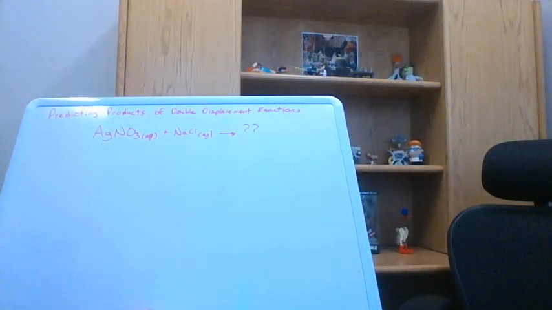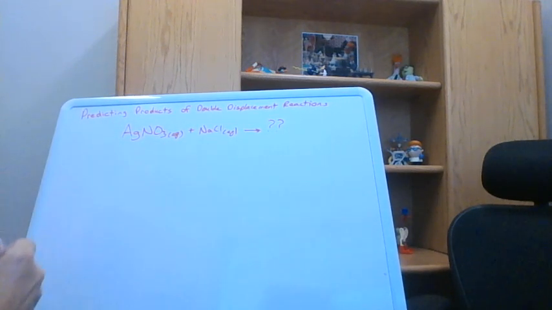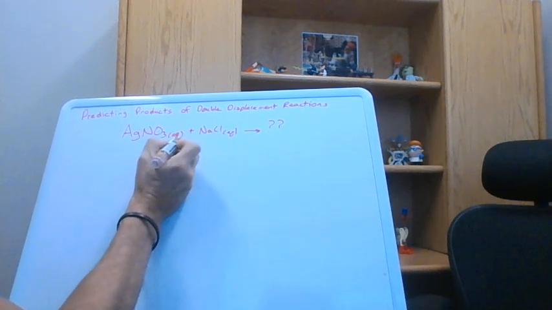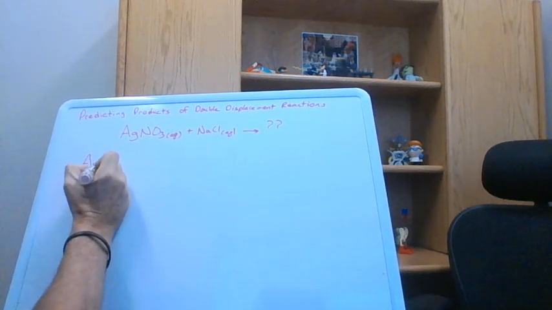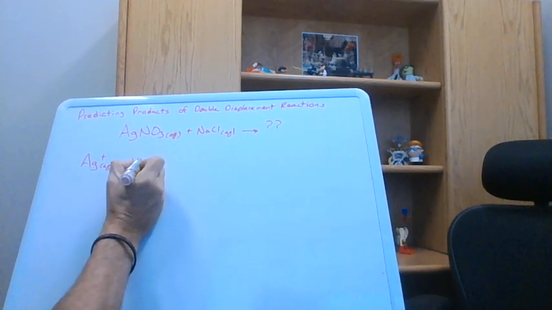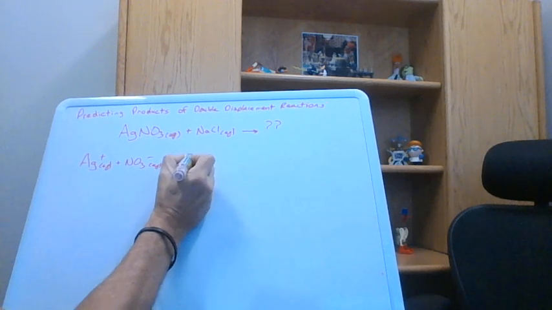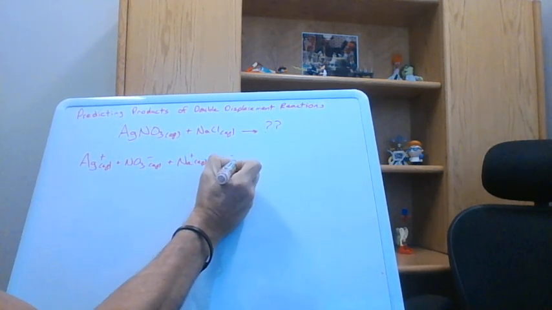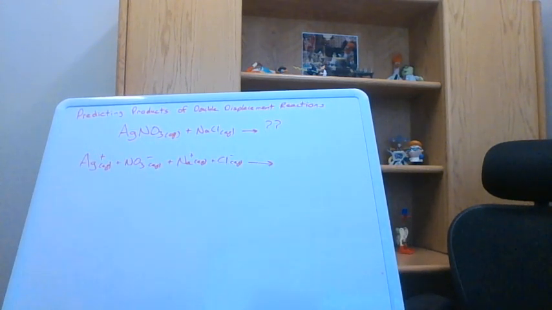What would happen if we mix aqueous silver nitrate with aqueous sodium chloride? And the first thing we probably want to do is look at what this would be in solution. Since something is aqueous, that means if it was in solution, it would really be these silver cations and these nitrate anions. And we'd be adding it to these sodium cations and these chloride anions. So that's what we'd really have floating around in solution.